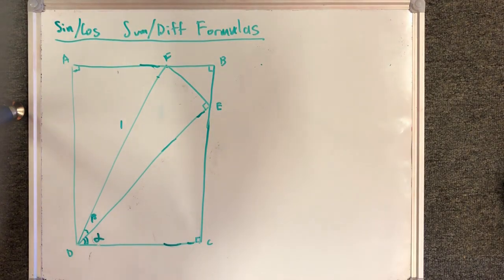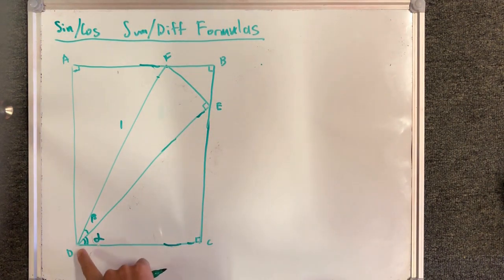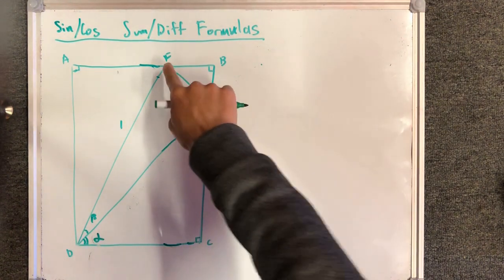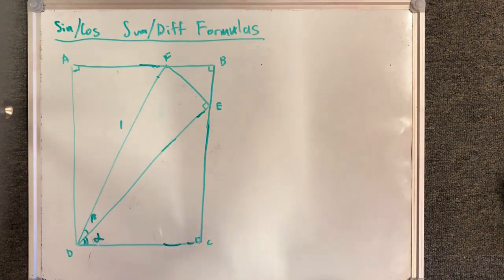Okay, now let's go over the sine and cosine sum and difference formulas. Here I have constructed a rectangle, and I have inscribed right triangle DEF with hypotenuse length 1. I have labeled this angle alpha and this angle beta here.